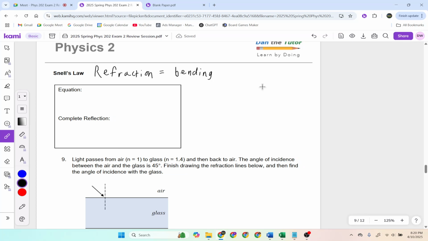So anyways, here's the equation for Snell's law. N1 sine theta 1 equals N2 sine theta 2. And yes, I'll answer your question now. What's N? Great question. N is the index of refraction.